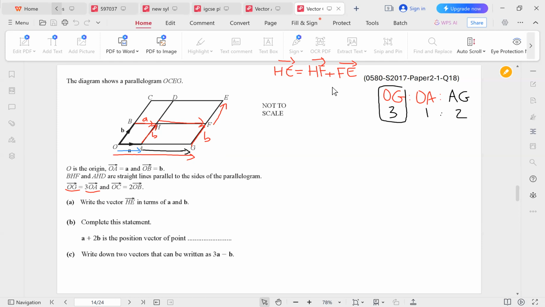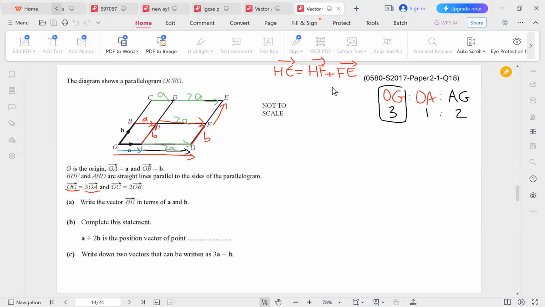So how does this help us? We can think of AG as 2A, because the ratio between them is 1 to 2. So this vector here would be 2A. And of course, this vector as well would be 2A, because it's parallel and congruent. And this vector here as well would be 2A. Of course, this part here would be A. We're getting everything we can so that when we try to find a path, it will be easy for us to do.